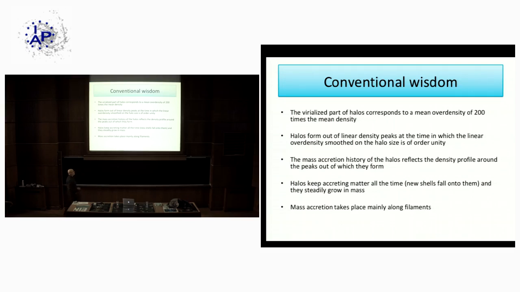And if you think in terms of the large-scale structure, the typical sentence is that mass accretion takes place along the filaments. So the idea is that mass flows along the filaments towards the knots of the large-scale structure. What we are going to see is that this is not really true in all cases, and so conventional wisdom should be challenged.